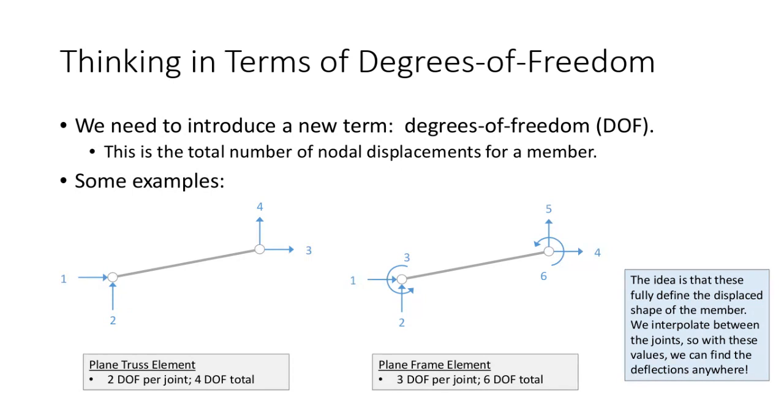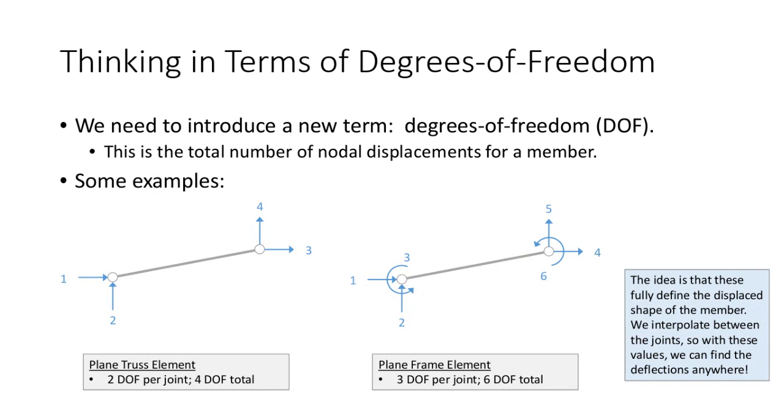For a plane frame element, which is the general purpose element that RISA uses, there are 3 degrees of freedom per joint, or 6 degrees of freedom total, because each joint could have a displacement in the x direction, a displacement in the y direction, and a rotation. So there are 6 total. Notice how I'm drawing all of those degrees of freedom according to their positive direction. The horizontal terms go to the right, the vertical terms go up, the rotational terms go counterclockwise.